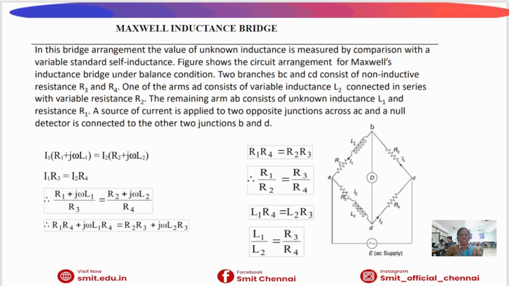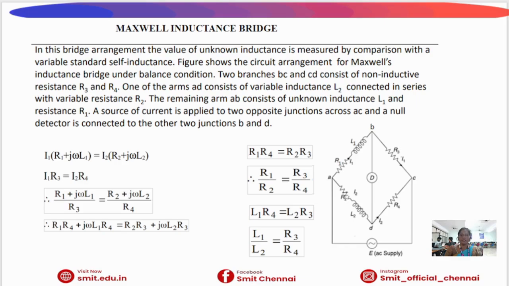The remaining two arms consist of non-inductive resistors R3 and R4. An AC supply is connected across one pair of opposite junctions and a null detector or galvanometer is connected across the other pair. When the bridge reaches balance condition, no current flows through the detector. At this condition, the impedance ratio of one pair of arms equals the impedance ratio of the other pair.